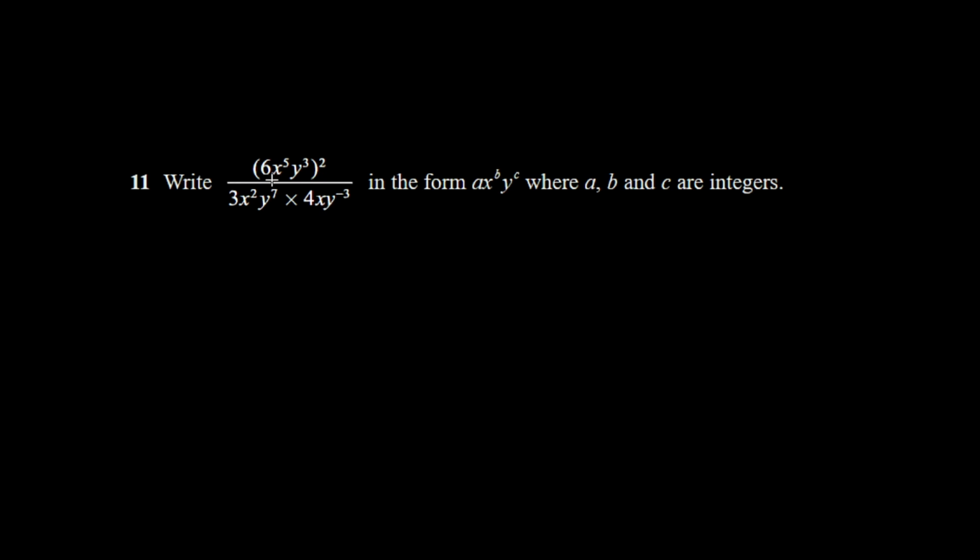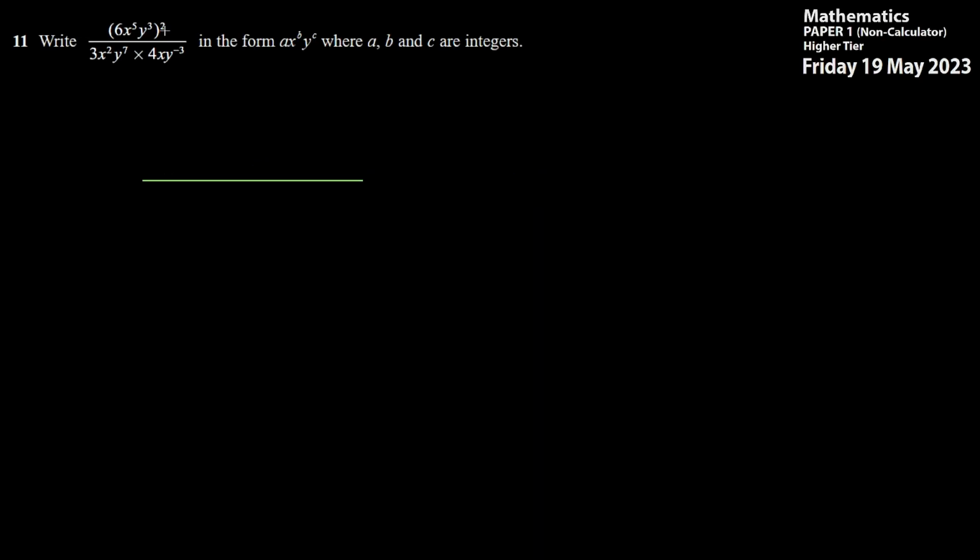So looking at this bracket at the top, when we take that bracket away, we're going to have to square all of these terms individually. Squaring 6, squaring x raised to the power 5, that'll become x to the power 10. This will become y to the power 6, 3 times 2. We multiply these powers because we have a bracket. So the numbers first. 6 squared is 36.